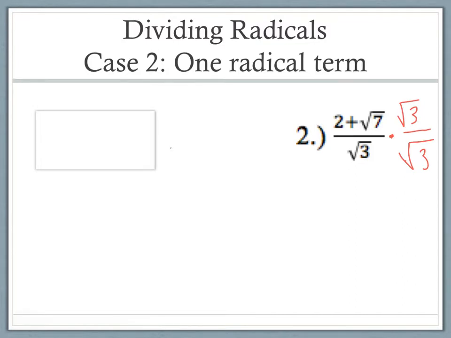So if I multiply out the top and the bottom, I'm going to do the bottom first. The square root of 3 times the square root of 3 is the square root of 9. And some of you might be like, well, we know what the square root of 9 is. Yeah, exactly. That's what we want. We'll deal with that here in a second, though. So let's look at our top.